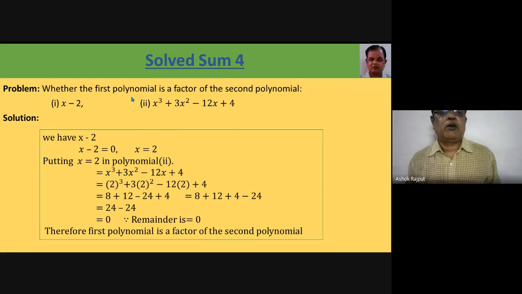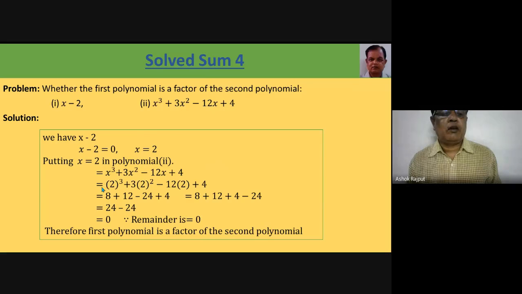Whether the first polynomial is a factor of the second polynomial. The first one is x minus 2. The second one is x cube plus 3x square minus 12x plus 4. We have x minus 2. Now, because it is a factor, we will put it equal to 0. x minus 2 equal to 0, so x equal to 2. Putting x equal to 2 in the second polynomial.